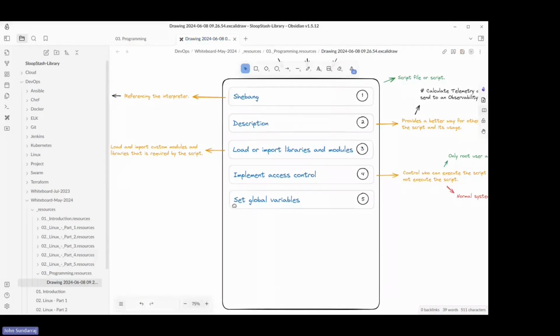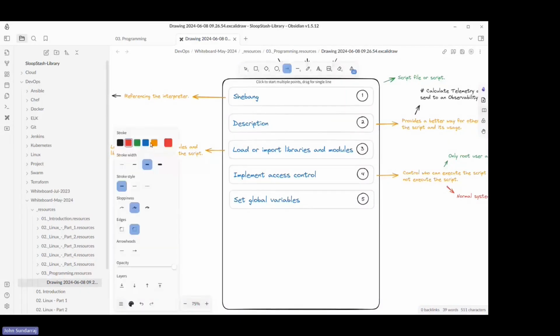Okay, so global variables are generally variables that are not function specific, or not something which is going to be used inside a specific thing. So it's accessible throughout. It's a global one. That's why it is called a global variable. Sometimes people call it constants.